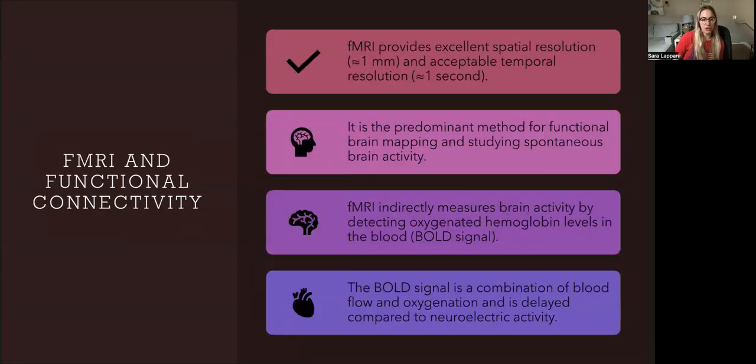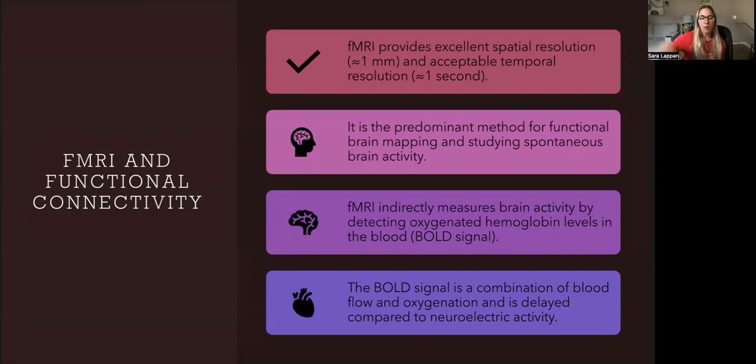All right, so fMRI and functional connectivity. fMRIs provide excellent spatial resolution and acceptable temporal resolution. Again, I don't know what these mean necessarily. Like I said before, in terms of about 1 millimeter, I'm assuming that's what that means, and approximately 1 second. It is the predominant method of functional brain mapping and studying spontaneous brain activity. So you're seeing it in action with an fMRI. With an MRI, it's just slices. So it's just a different type of imaging.